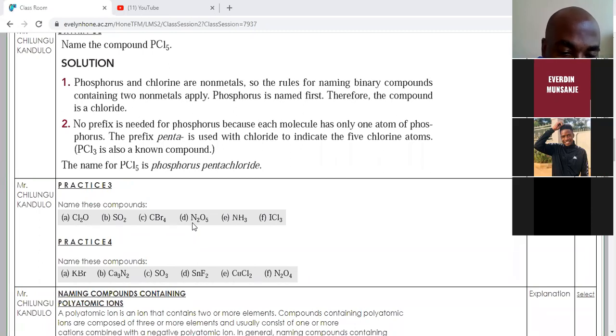So, guys, you just have to improve this aspect of nomenclature. You just have to improve or perfect. This thing is mixed, but this one now is a mixture of everything. If you're able to name all of these correctly, I add practice 4.